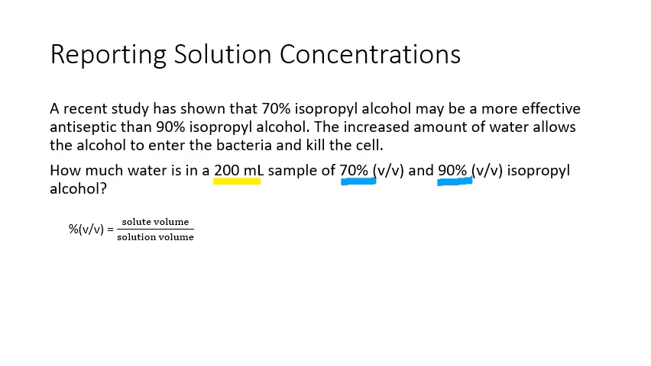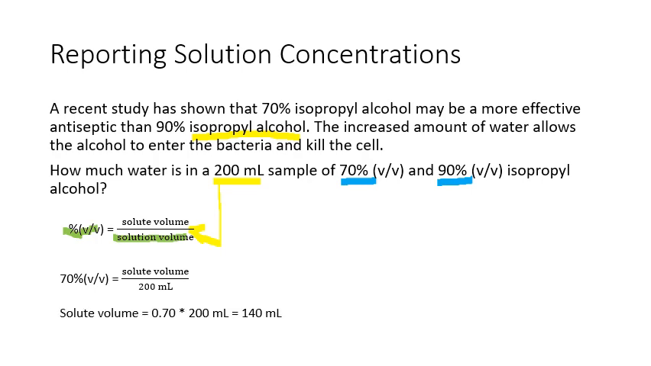So we know the percent volume is just the amount of solute, in this case the amount of isopropyl alcohol, in the total volume. Our total volume is 200 milliliters, so we have a 200 milliliter sample in both. We also have the percent on the side, so we have this number already, and we have the volume of solution already. So we can just solve for the solute volume, which is the amount of alcohol in both.